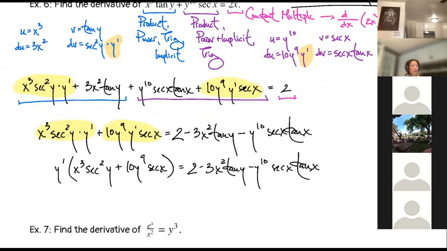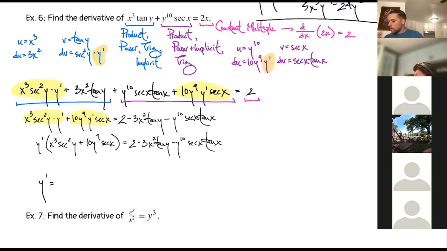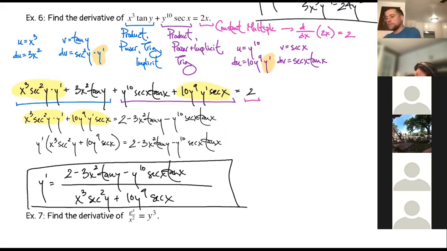And then our very last step, we're going to divide. I never leave myself enough room, but let's try squeezing this a little bit. All right, so y prime equals the right-hand side divided by the chunk inside the parentheses.